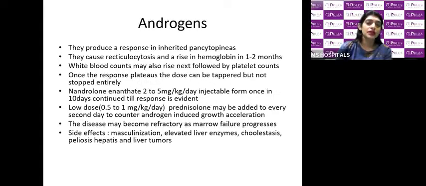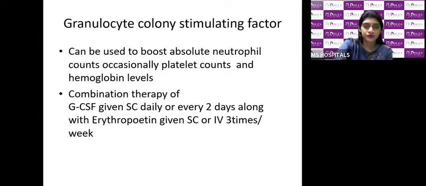Nandrolone decanoate is 2 to 5 mg per kg per day, in injectable form, once in 10 days, continued till response is evident. Then there is a low dose of 0.5 to 1 mg per kg per day. Prednisolone may be added every second day to counter androgen-induced growth acceleration. Disease may become refractory as marrow failure progresses. Side effects include masculinization, elevated liver enzymes, cholestasis, peliosis, and liver tumors.